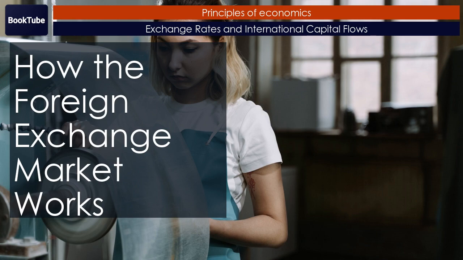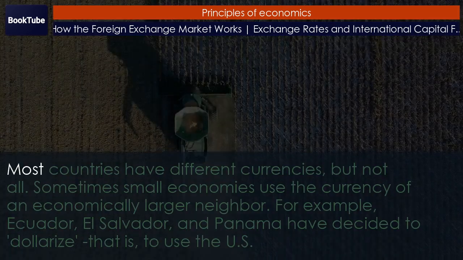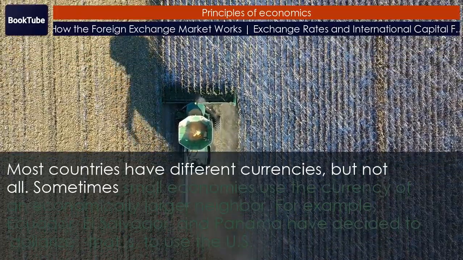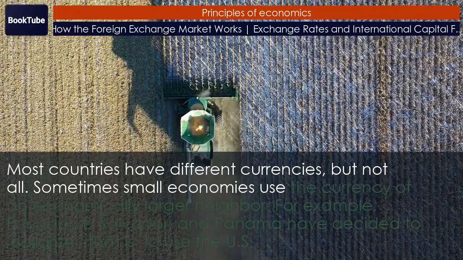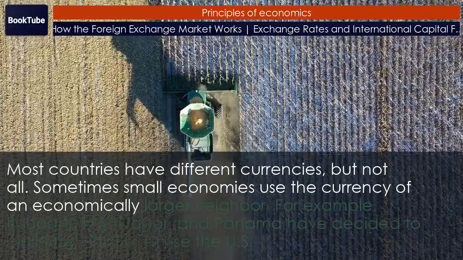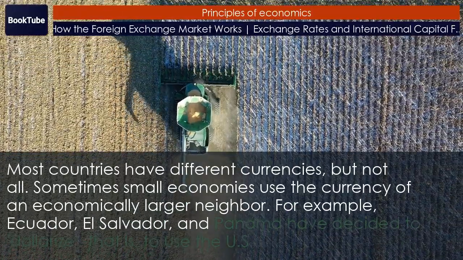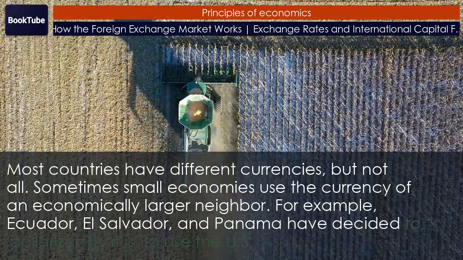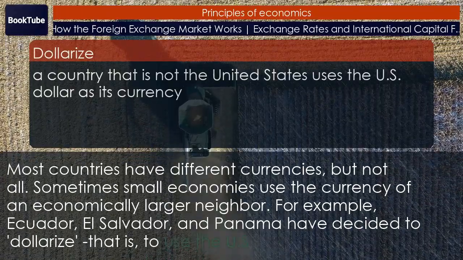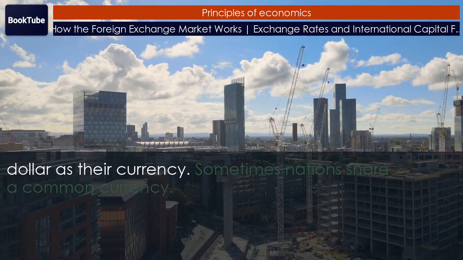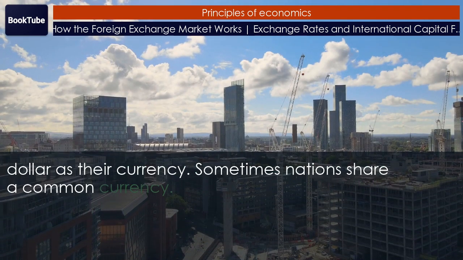How the foreign exchange market works. Most countries have different currencies, but not all. Sometimes small economies use the currency of an economically larger neighbor. For example, Ecuador, El Salvador, and Panama have decided to dollarize, that is, to use the U.S. dollar as their currency. Sometimes nations share a common currency.